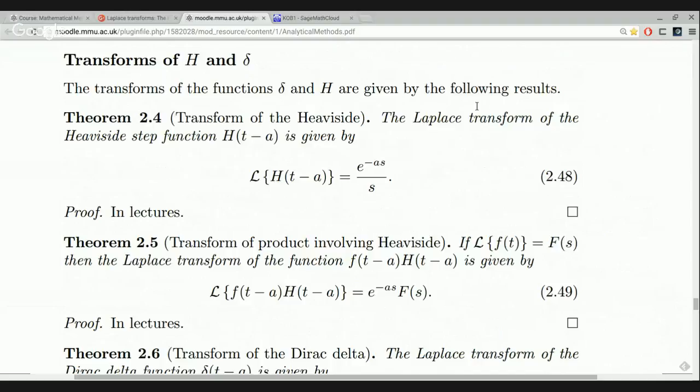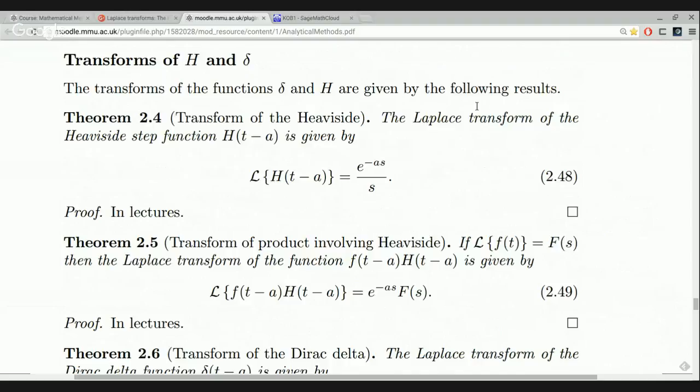Let me look at the next result. So the next result deals again... You see, that will allow us to take the transform of a Heaviside on its own. But the question is, like in this example here, remember when we treated this signal v? We didn't end up with the Heaviside on its own. We ended up with the Heavisides multiplied by other functions of t.